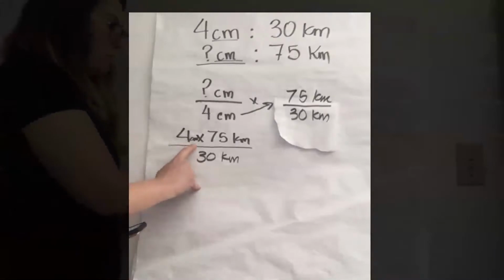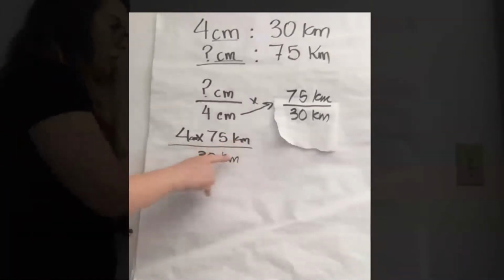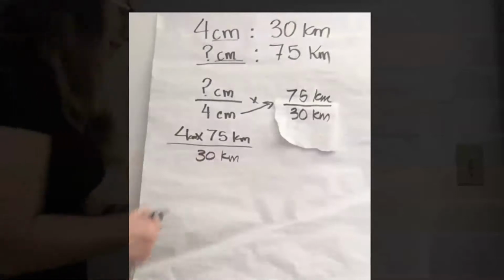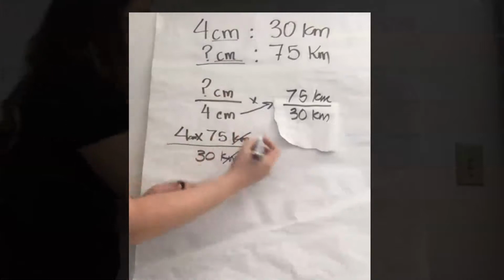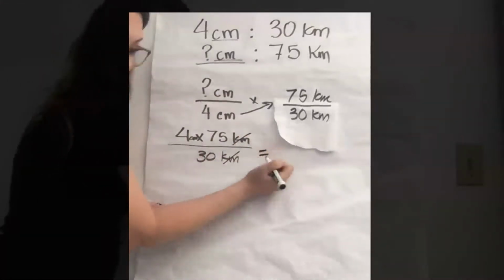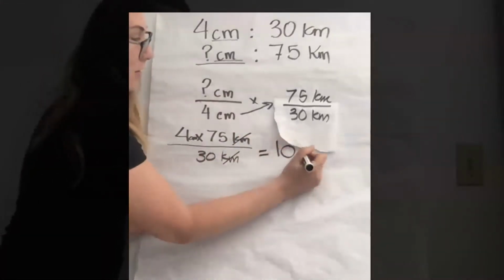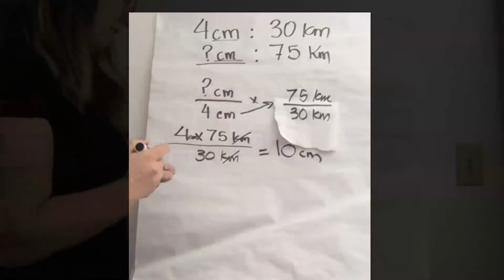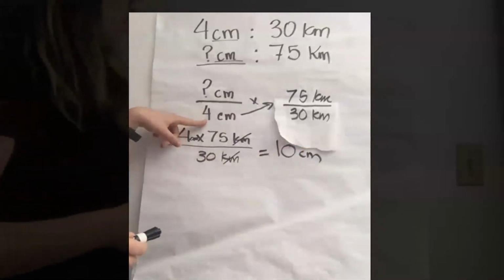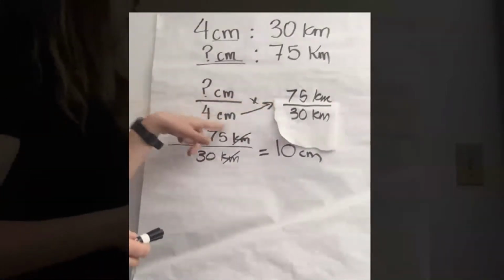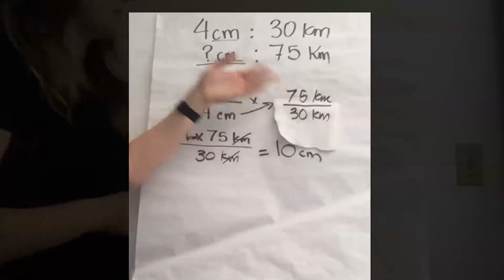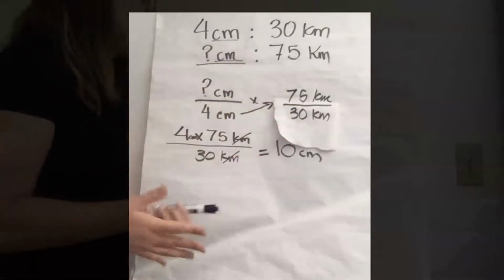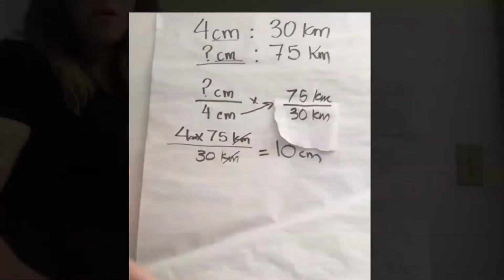So let's see. I laid out my equation: 4 centimeters times 75 kilometers divided by 30 kilometers. And actually the kilometers units would cross out. So after I do all of this, the answer is 10 centimeters. Which makes sense because this 10 centimeters is about 2.5 times more than 4, and 75 is about 2.5 times more than 30. So it makes sense. So that would be your answer for question 1.